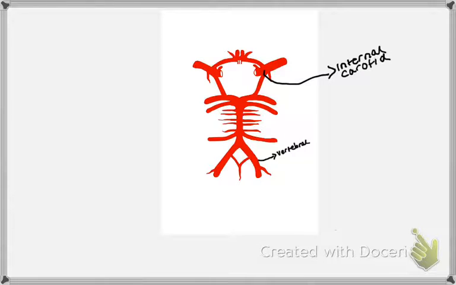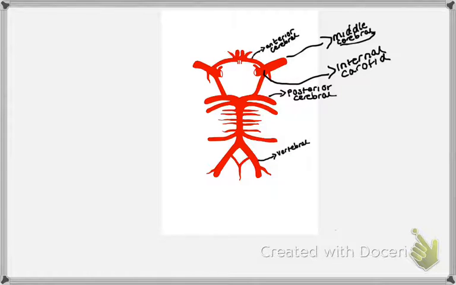The cerebral circulation is supplied by three arteries, the anterior cerebral artery, the middle cerebral artery, and the posterior cerebral artery. The middle cerebral artery is made as a continuation of the internal carotid artery, and it's the biggest artery out of all three of them. It's also where most commonly strokes occur.